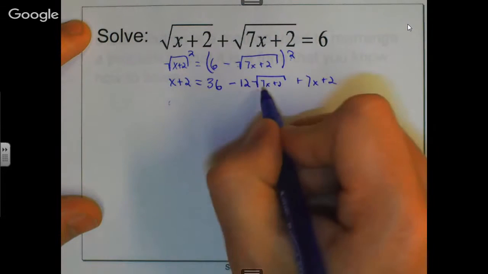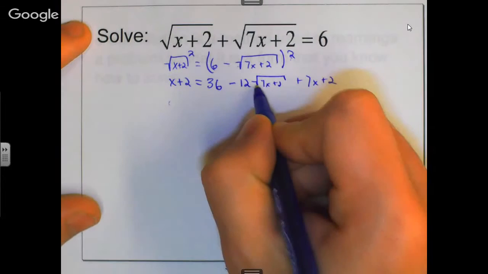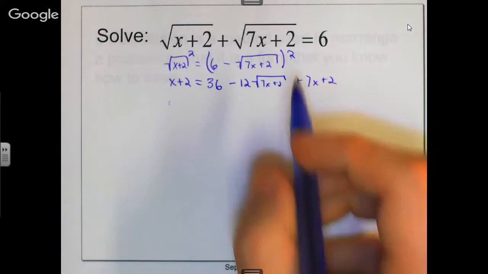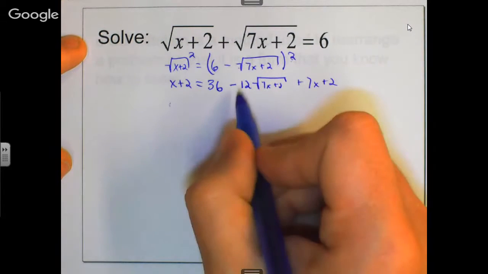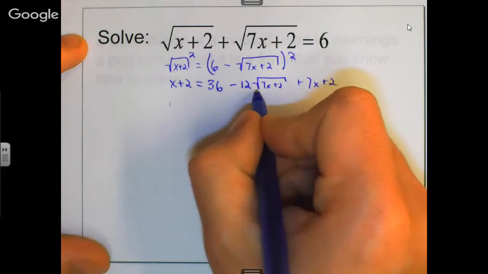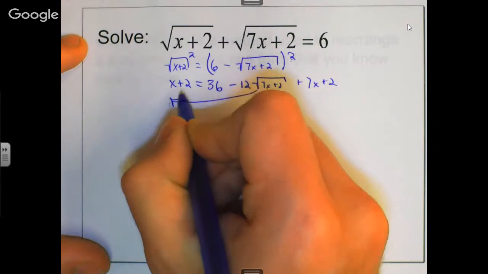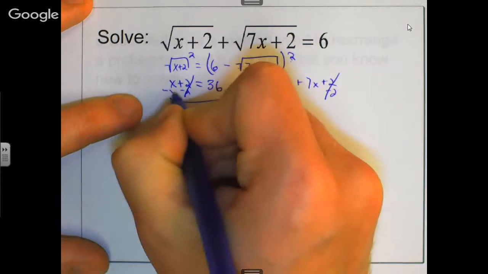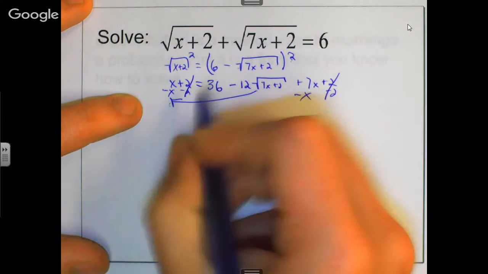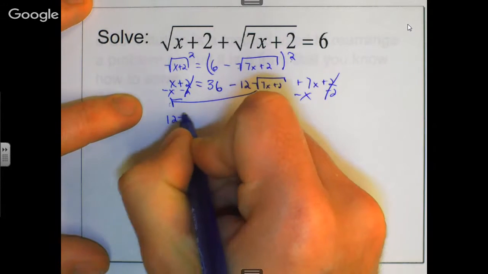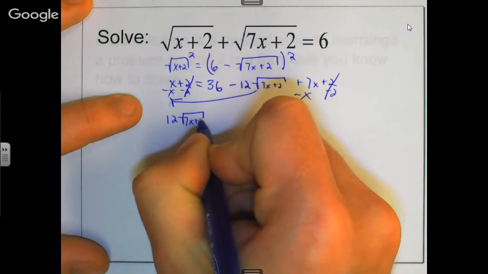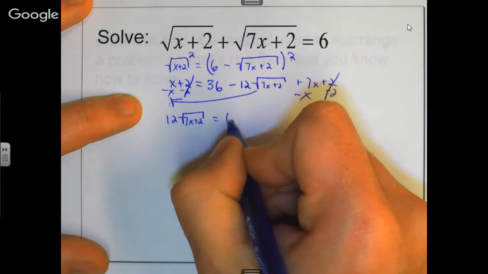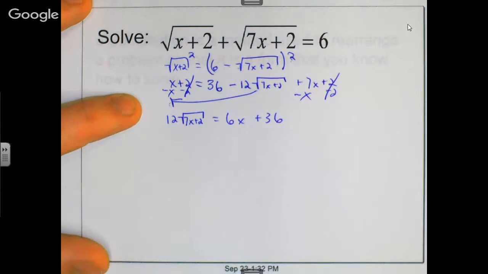So now we just have this one radical here, and we need to isolate that. Okay, so we'll move everything to one side except for the radical. So I want this to be positive, so we'll move it to this side. And we'll subtract 2, that happened to cancel, minus x, minus x. So we have 12 radical 7x plus 2 equals 6x plus 36.